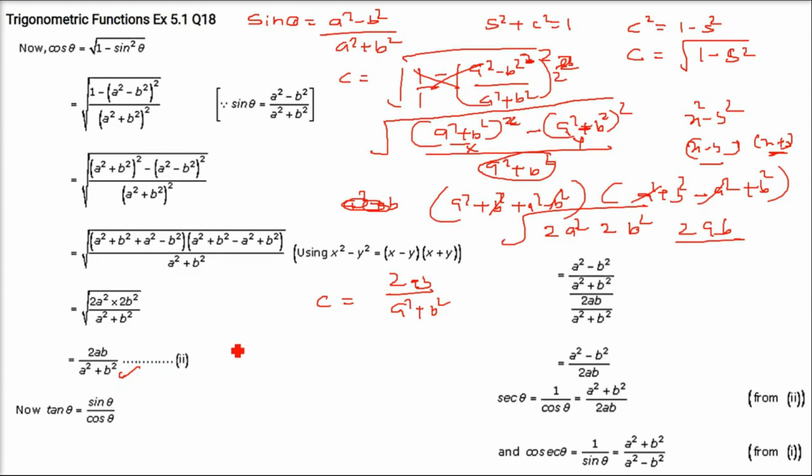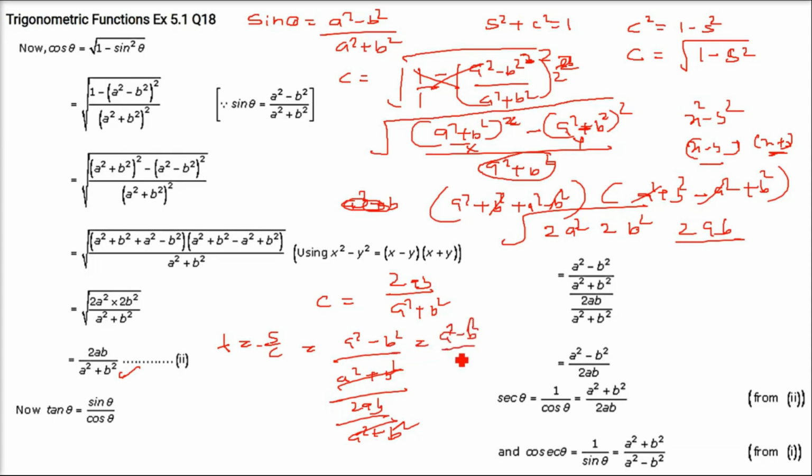Now what is your tan theta? Tan theta is sine by cos. Sine is a square minus b square by a square plus b square. And cos theta is 2ab by a square plus b square. This gets cancelled. So it will be a square minus b square by 2ab, and this is going to be tan theta. This is your tan theta.